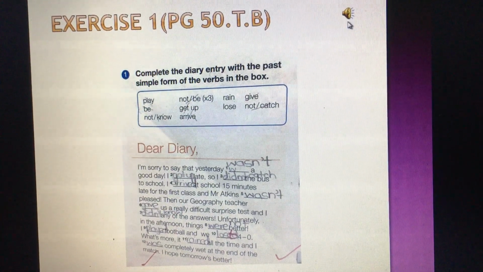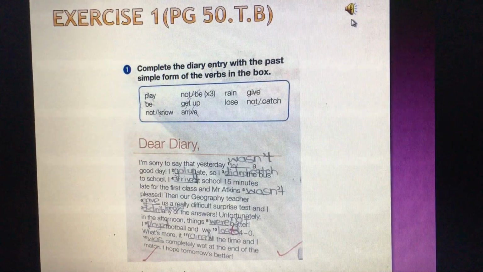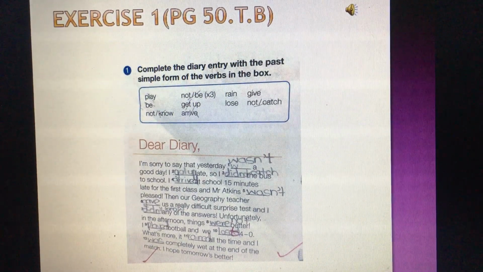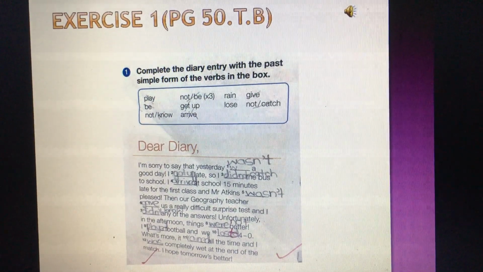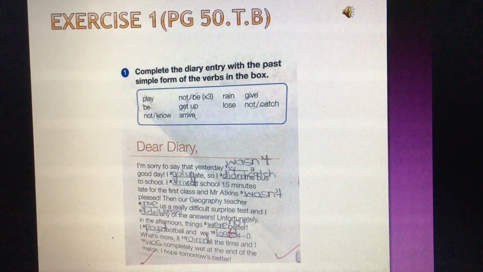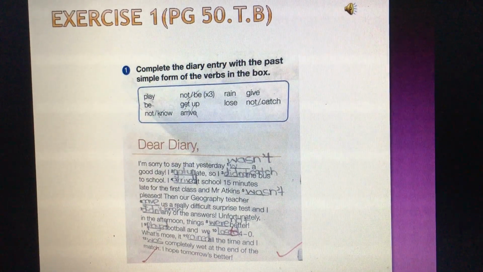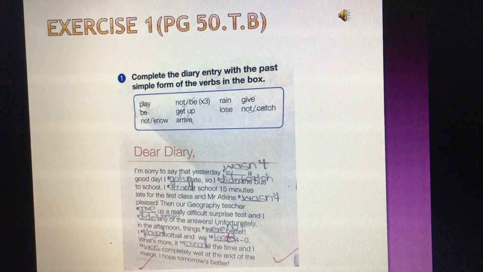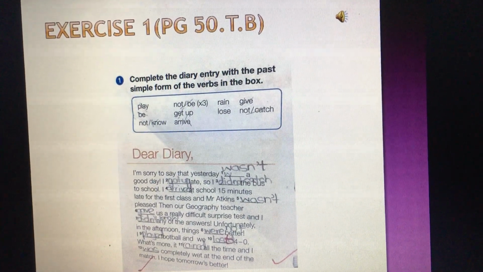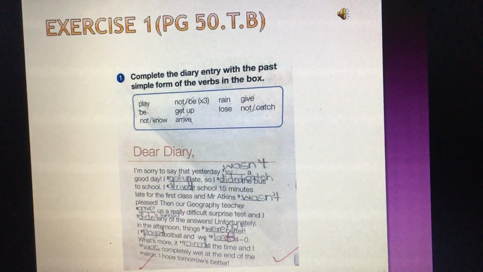Like be is given, so you will use a different form of be, was or were. Arrive is given, or catch is given, get up is given, play. So you will use different forms of these verbs. You will use the first form of verb or the second form of verb. Just look at the sentences and do it.